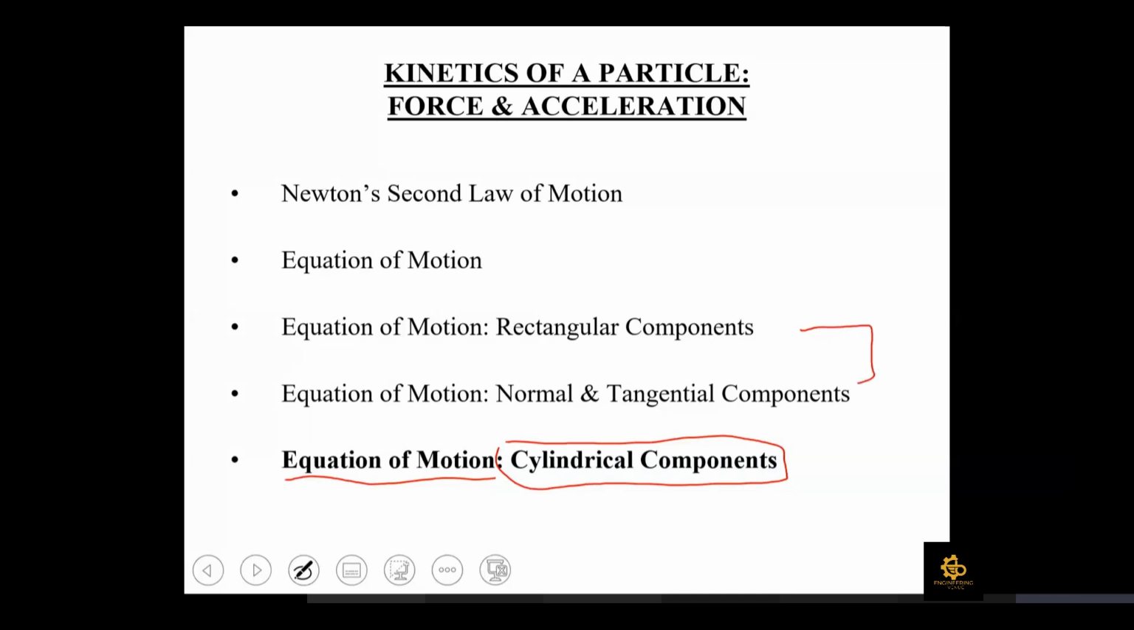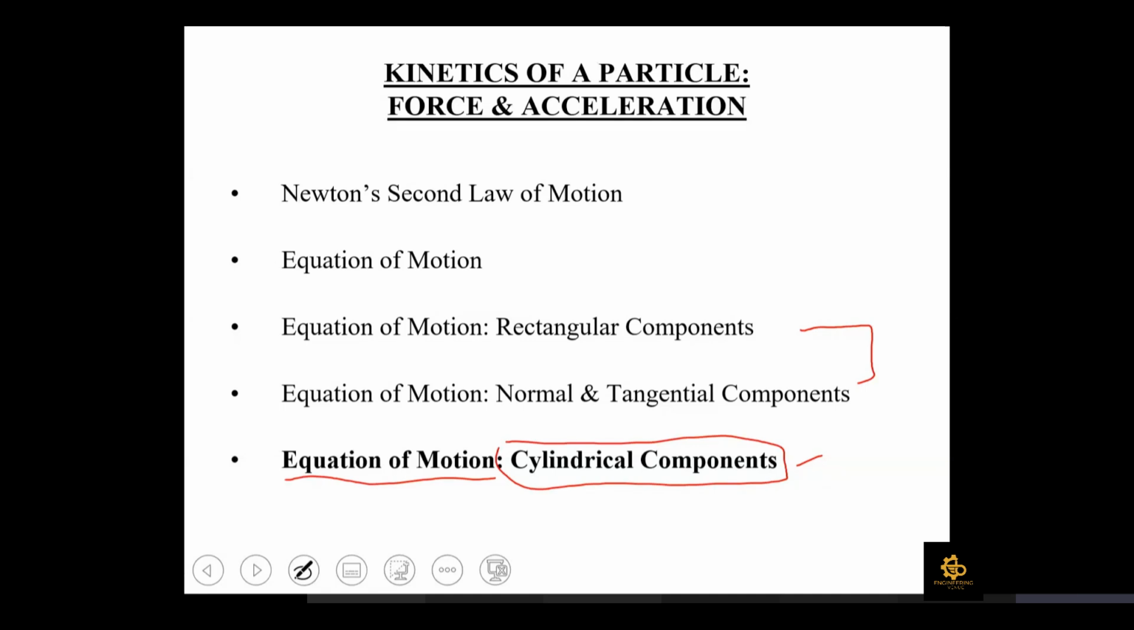The only additional thing involved in the case of cylindrical components is that you have some forces acting along the tangential axis, and some forces acting along the normal axis. Similarly, the weight, if it is a vertical plane, would be acting along the negative y-axis. So you need to resolve all these forces along the r and theta axes, for which you will require the angles between the tangential axis and the r-axis, as well as the y-axis or x-axis and the r-axis.